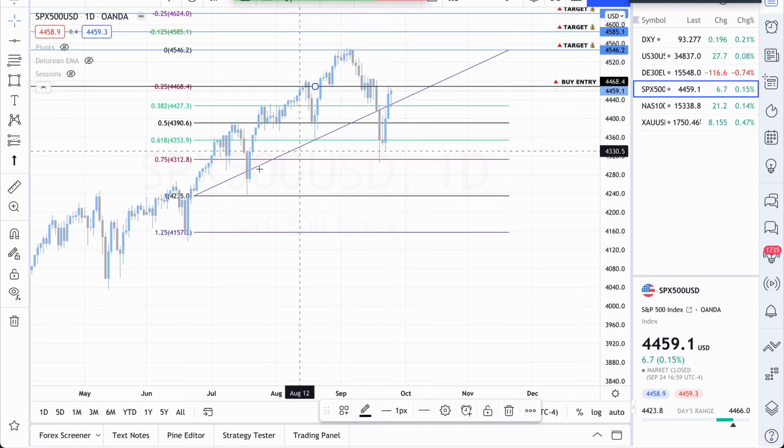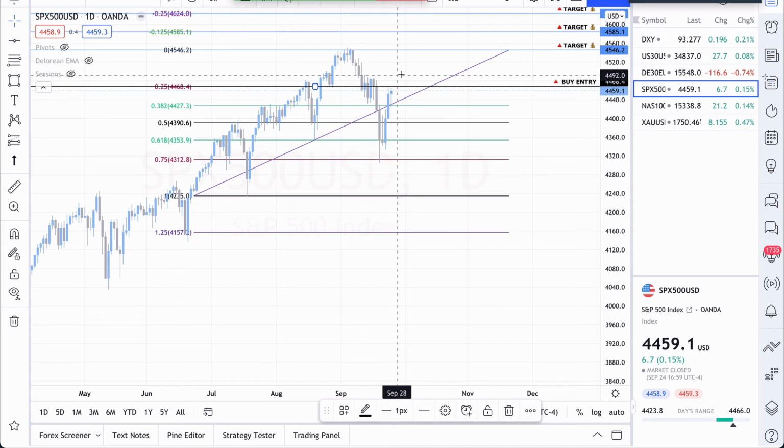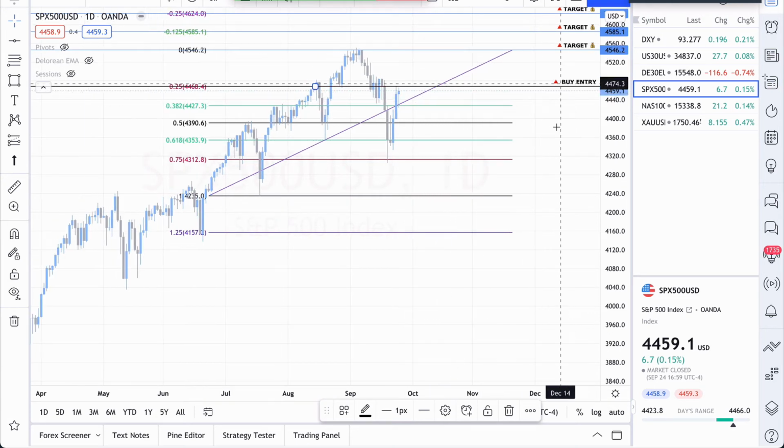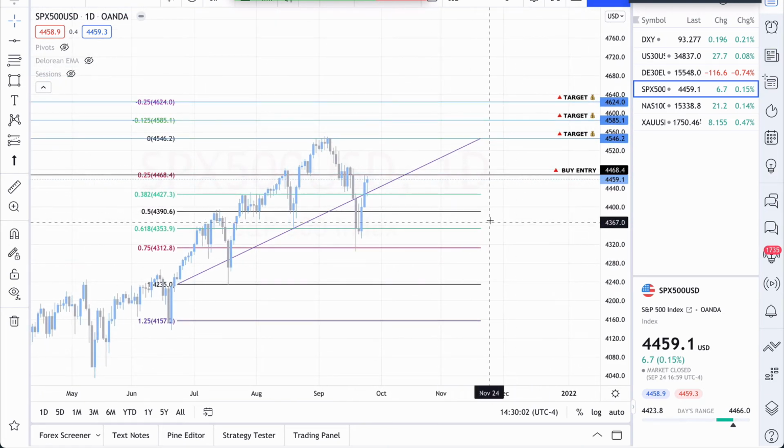If you notice, it broke below the trend, but it pushed back above. So let's see how it looks when it comes back, when the market reopens. Let's see if it comes back to these areas. If it comes back to these areas and then gives some momentum up, I'm looking for it to push up to these targets above. So let's see how that plays out when the market opens.